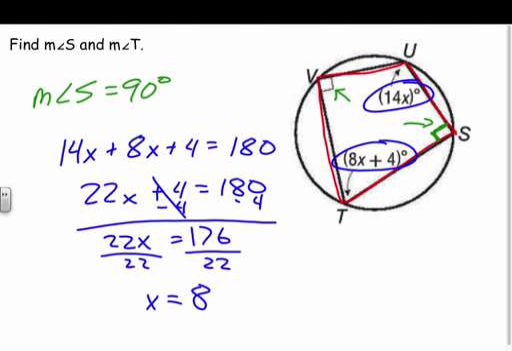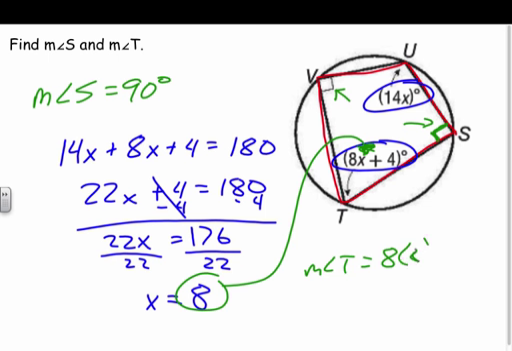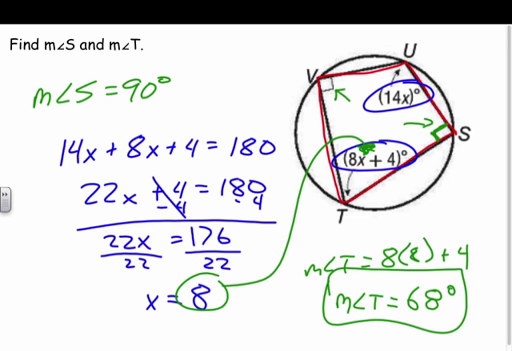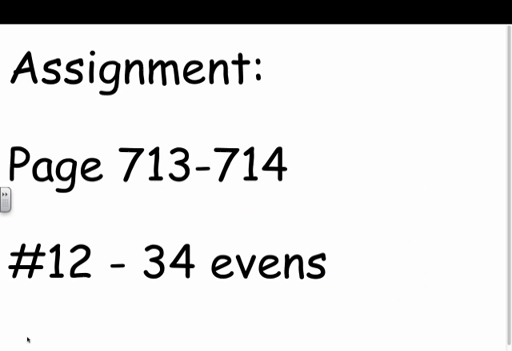So I've got to plug this guy back in to find the measure of T, so don't forget to do that. Always read your directions. So it looks like we've got 8 times 8 plus 4, that's an ugly 8. So 64 plus 4, which is 68 degrees. And there you go, just using our little theorem that we came up with there. Okay, there's your assignment.